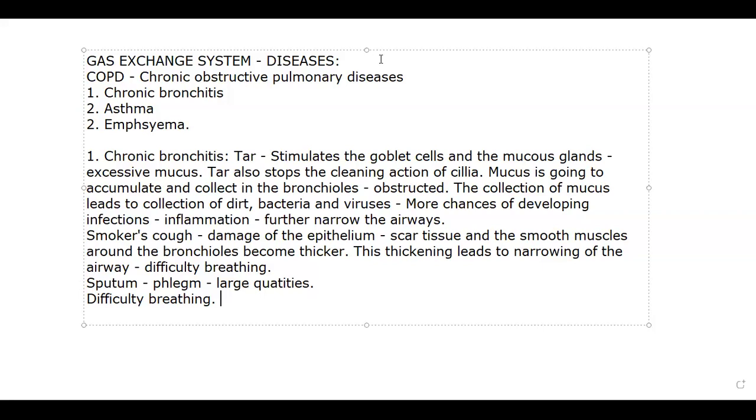Okay. And let me show you, give me a second. Let me actually show you a picture of chronic bronchitis.